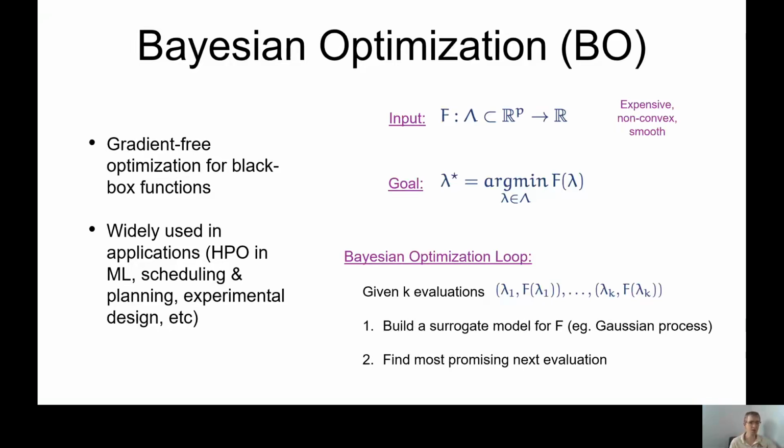And the way Bayesian optimization works is the following. We keep track of evaluations of function f on lambda, and using this data, we build a surrogate model for f.